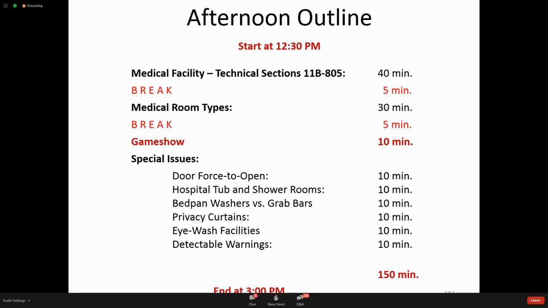And then in the latter part of the day, again, I think it's the best part of the presentation, these special issues that are pretty much healthcare specific. And so you don't want to miss those.